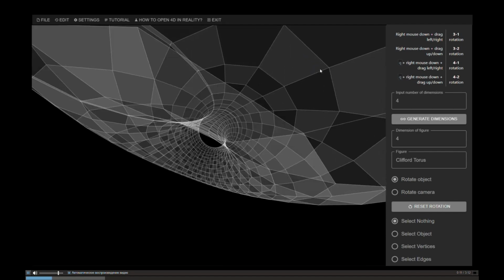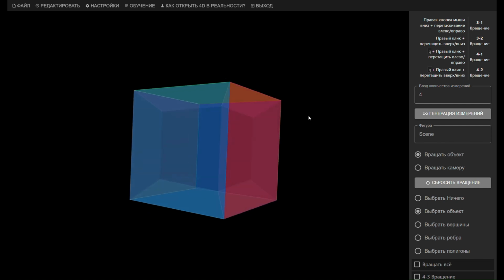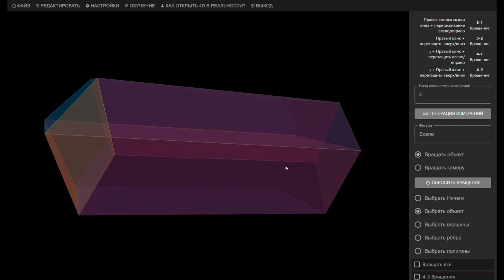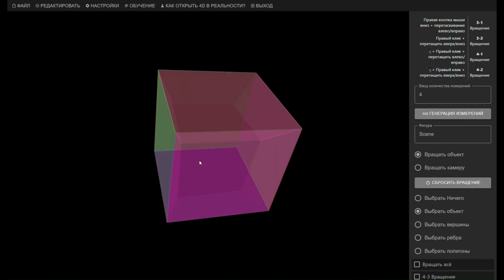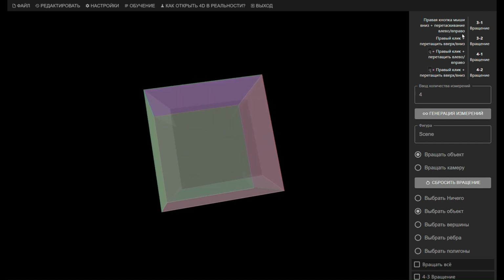space. Geometric four-dimensional space is a space in which there are four dimensions: length, width, height, and another fourth dimension without a name. This dimension does not exist in the three-dimensional space in which we live.